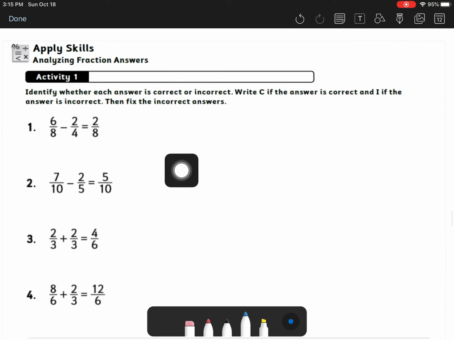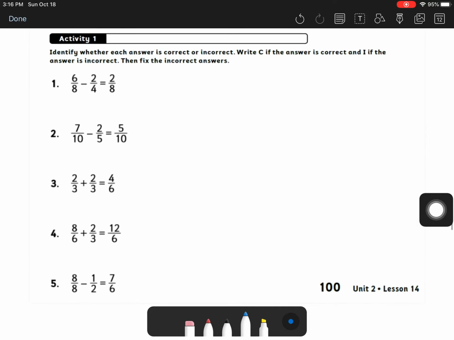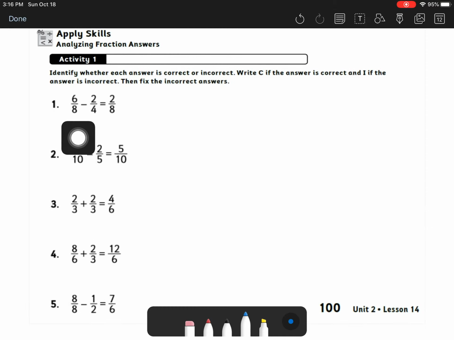Okay, so here the directions say to identify whether each answer is correct or incorrect, right? C if it's correct, I if it's incorrect. So when we look at this one, it says 6/8 minus 2/4, and they say the answer is 2/8. Well, let's see. In order to do this problem, we're going to have to make a common denominator, multiplying by 2. And so it would be 6/8 minus 4/8, and that would equal 2/8, so that is correct.